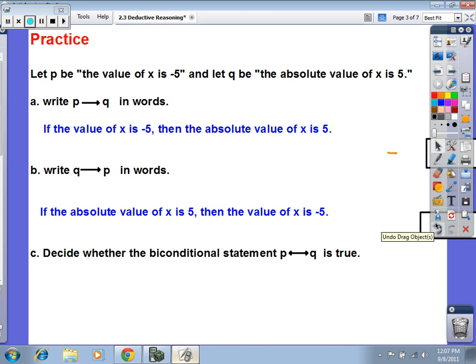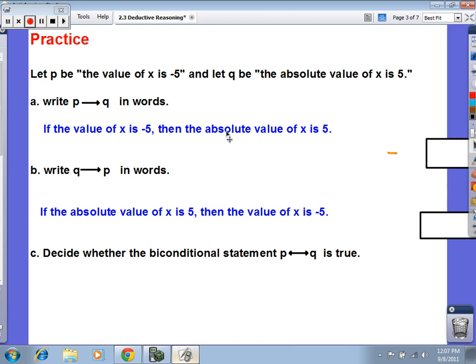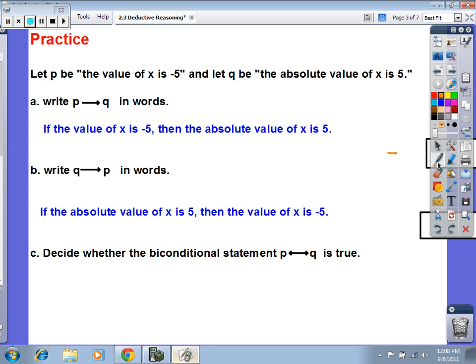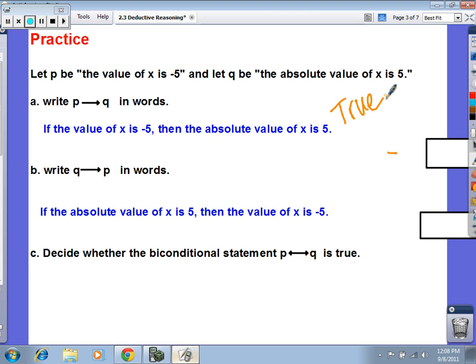So C, this is what we worked on yesterday. Is this true and this true? Is the conditional statement and its converse, if you flip it, is it true? That's a biconditional statement. Biconditional is forwards and backwards. So which one is true and which one is false? Top one is true. So your original, your conditional statement is true. Why is this false? If it is ever false, you have to prove it with a counterexample. X could be 5. There you go. That's the proof that it's wrong. X could be 5. And if X is 5, then this is false.